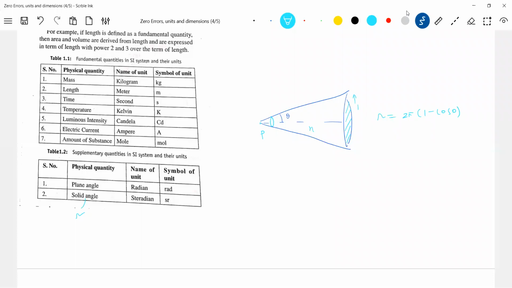How to calculate θ? You can use this particular triangle. We show solid angle like this. This we know as plane angle. This is called a solid angle: the angle subtended by the surface at a point. This is the meaning. Later on, when we go to some topics, I'll introduce it.